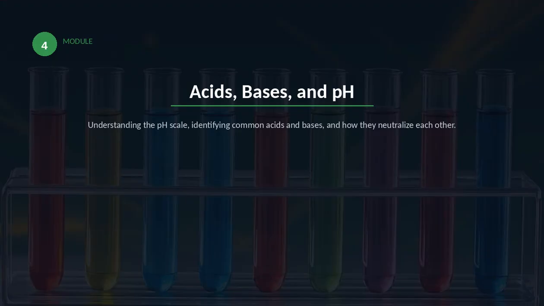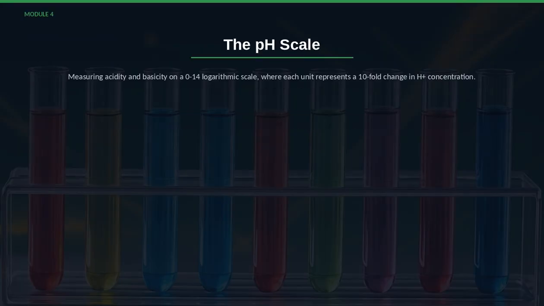Module 4: Acids, Bases, and pH. We encounter acids and bases every day, from lemon juice to soap. Let's understand the science behind them. The pH scale measures how acidic or basic a solution is, ranging from 0 to 14. It's logarithmic, meaning each unit represents a tenfold change.